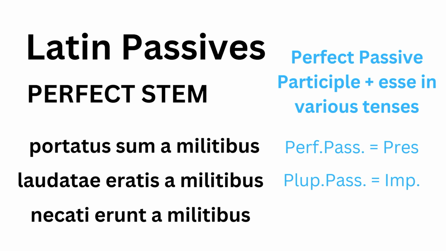Finally, my future perfect passive, necati erunt a militibus. Again, I'm in a plural, so my perfect passive participle, necati, has a plural ending. I'm talking about a group of men this time. And erunt is my future of the verb to be. So this means they will have been killed, future perfect passive, by the soldiers. These passives can be quite tricky to get your head around, but just remember that if you see a perfect passive participle and the verb to be, it's probably going to be a normal passive verb. You just need to check what the verb means.